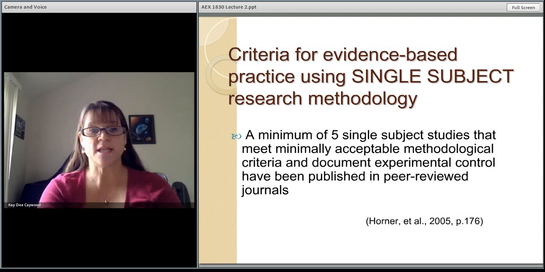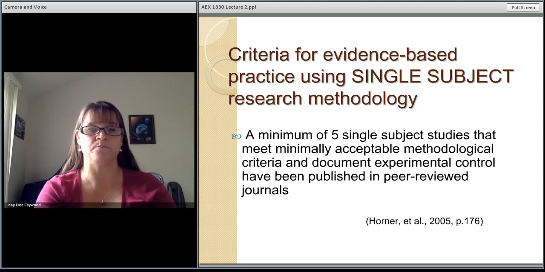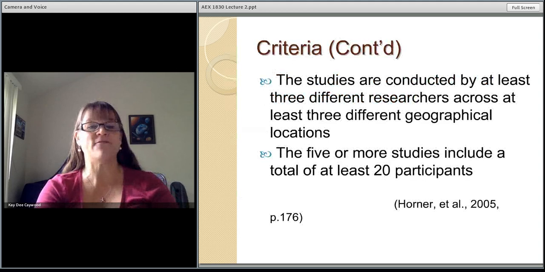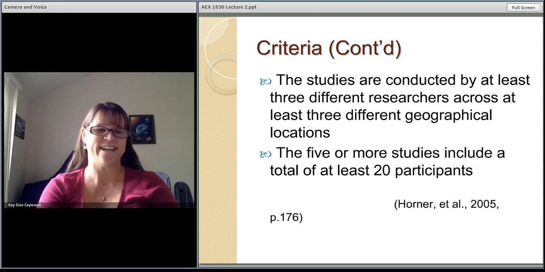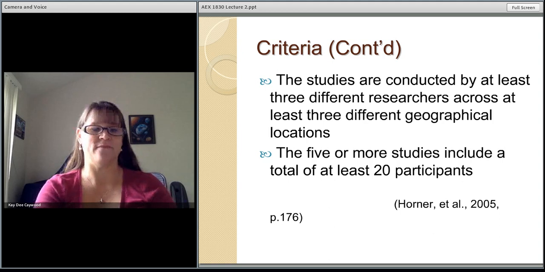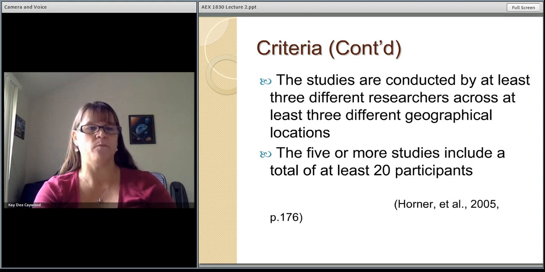In order to determine that a single subject research methodology can be considered evidence-based, you need to see a minimum of 5 single subject studies that use those methodological criteria so that you can see that there is experimental control, and they're published in peer-reviewed journals. That's very important as well. So a minimum of 5 studies. Those studies have to be conducted by 3 different researchers across at least 3 different geographical locations. So if one researcher is publishing 5 studies in the same place, that won't actually allow his intervention to qualify as being evidence-based. And there must be at least 20 participants between all 5 studies. Single subject design develops its evidence base through replication. So that's why it's very important that these interventions are done and replicated over many people with different researchers.